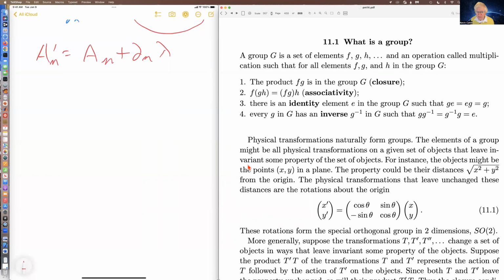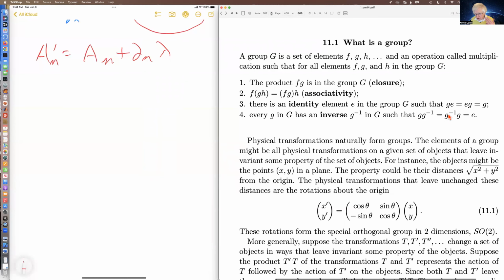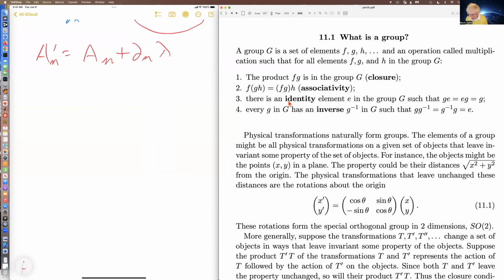And then there's an identity element, E, in the group, such that G times E is equal to E times G is equal to G for any G in the group. And every G in the group has an inverse in the group, such that G times G inverse is equal to the identity E, and G inverse G is equal to the identity. So that's basically what a group is.